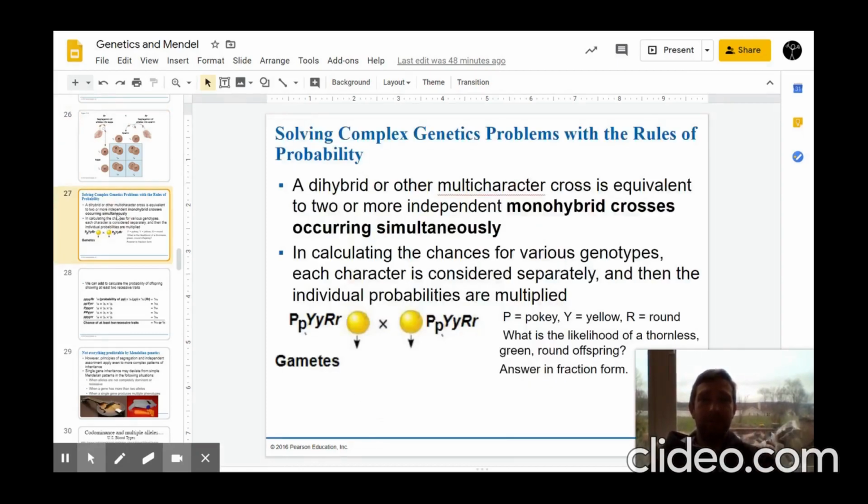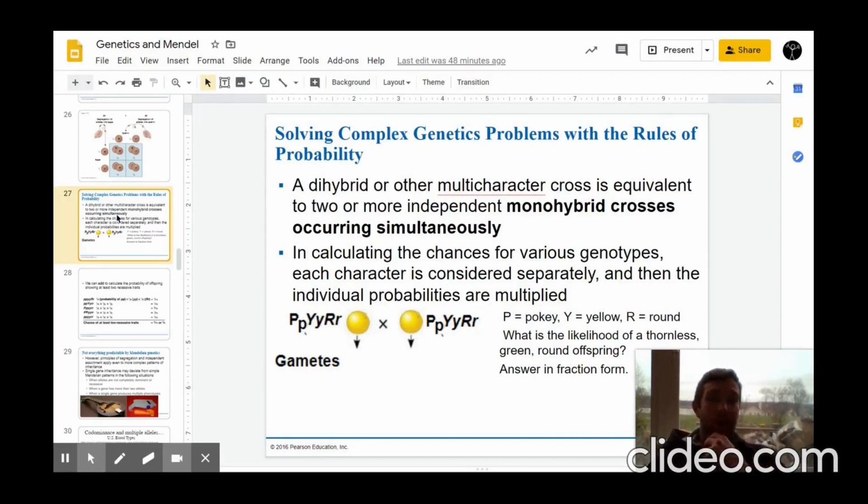So let's take a look at one that looks like it could be more complex. In this case, we've got a trihybrid cross shown here at the bottom. And we're going to make it easy using 3 monohybrid crosses and then just use some fractions. So if you can take a look down here, we've got a trihybrid for the pokey trait, which would be thorns, the yellow trait, which is going to be yellow or green, and then the R trait, which is going to be round or wrinkled.